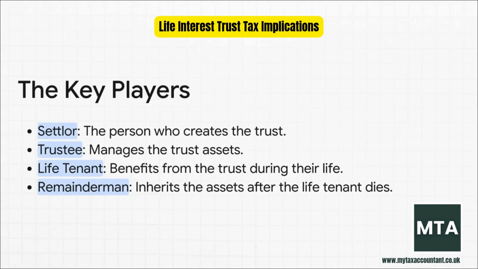And to really get your head around it, you just need to know the 4 main characters in this story. You've got the settlor, that's the person who sets the whole thing up, the trustee, they're the managers looking after the assets, the life tenant, who we just mentioned, benefits during their lifetime, and finally, the remainderman, who gets the asset in the end. Keeping these 4 roles straight is super helpful because the tax rules can hit each one of them differently.